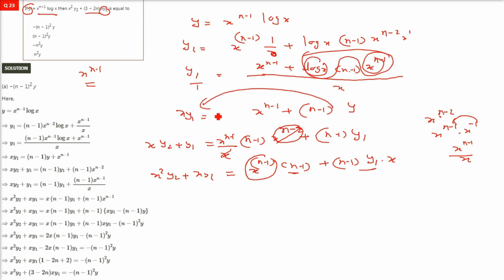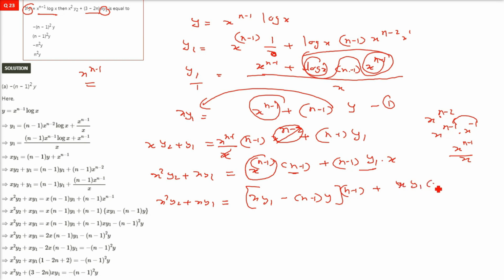So x raised n minus 1 we will take from here, this particular step. Because n minus 1 into y can be taken on one side, x raised n minus 1 can be written as x y1 minus n minus 1 into y. So x square y2 plus x y1 will be equal to x y1 minus n minus 1 into y. n minus 1 is already there, and then we have x into y1 into n minus 1. I hope you have a better understanding now. So x square y2 plus x y1 is equal to x y1 into n minus 1 minus n minus 1 whole square into y, plus x y1 into n minus 1.